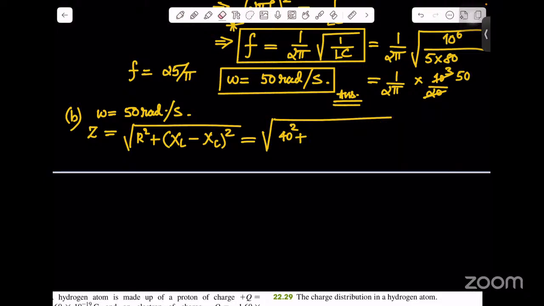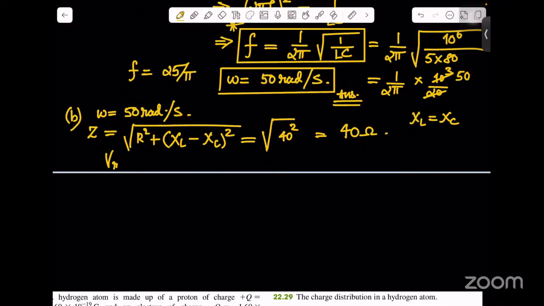Initially also we didn't need to do this much, because at resonating frequency, we know that X_L equals X_C, right? So this term is 0. So this will just be the square root of 40 squared, which is 40 ohms. This is the net impedance.